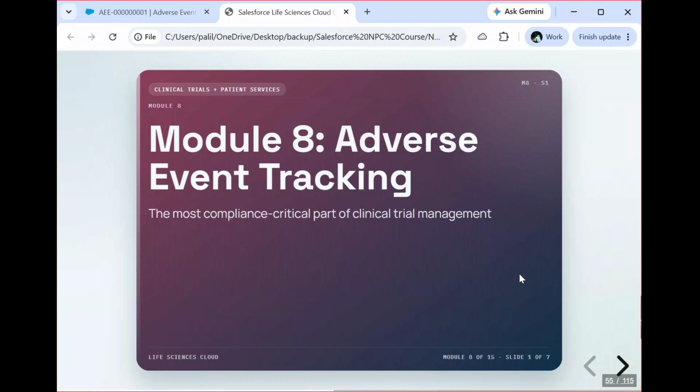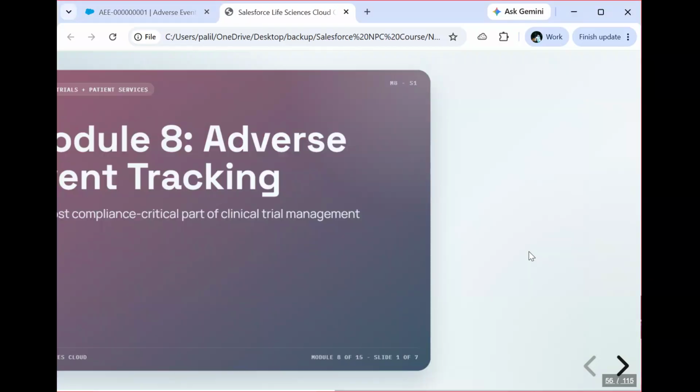Welcome to Module 8, the final module of the clinical trial section. We are covering adverse event tracking, which is arguably the most compliance critical function in all of clinical trial management. Get this wrong, and the consequences can be severe: regulatory action, trial suspension, or harm to patients. Let's look at how Salesforce Life Sciences Cloud supports this essential function.